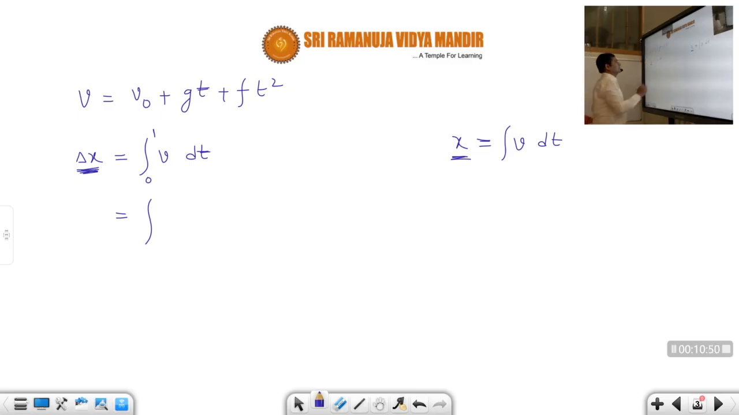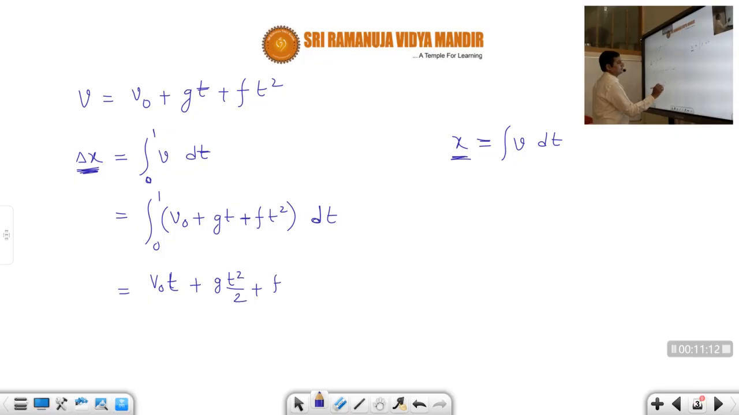Okay, students. So delta x is equal to integral of v naught plus gt plus ft square times dt from 0 to 1. If you separate the terms and integrate, that is v naught t plus g t square by 2 plus f t cube by 3. Now substituting the limit 0 to 1. Here you don't have to write the constant c.